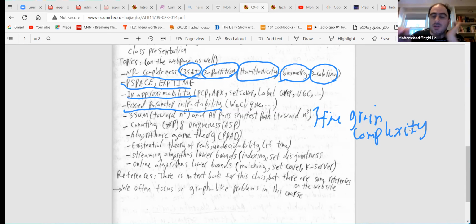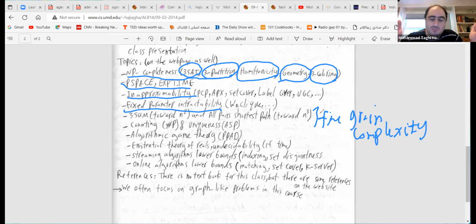So what is fine-grained complexity? We talk about problems like 3SUM or all pairs shortest path. As I mentioned, these are problems in P. For example, the running time for 3SUM is n squared. It is very important: can we do it in n to the 2 minus epsilon? Or all pairs shortest path in a graph, which is n cubed. The question is, can we do it in n to the 2.999? That's a very important problem.